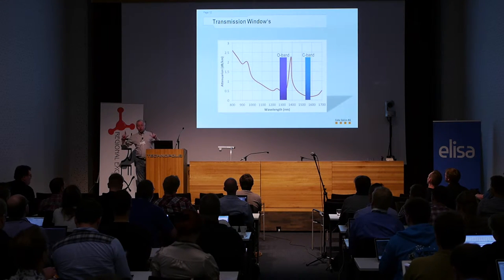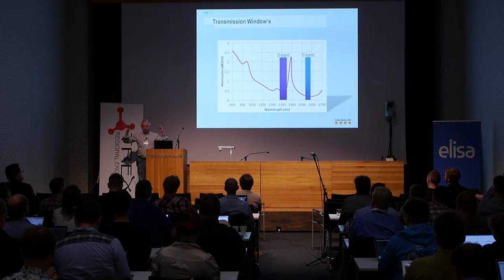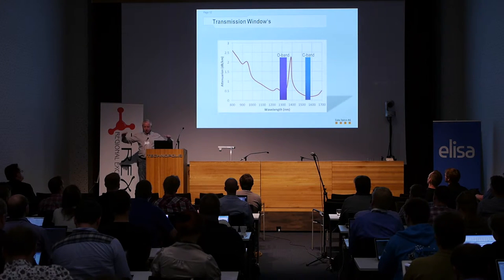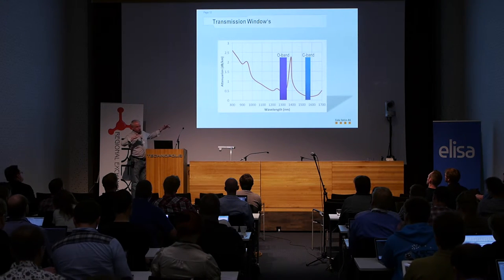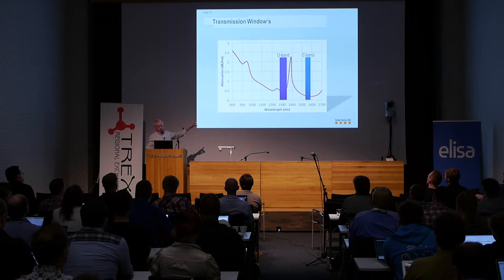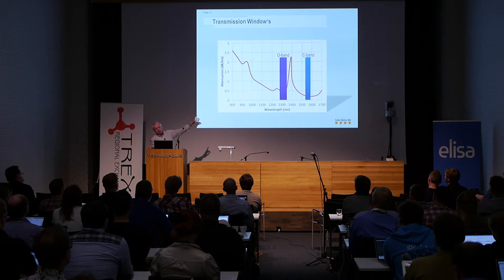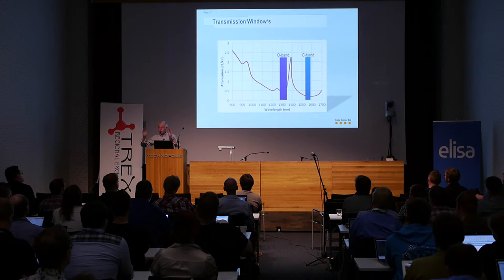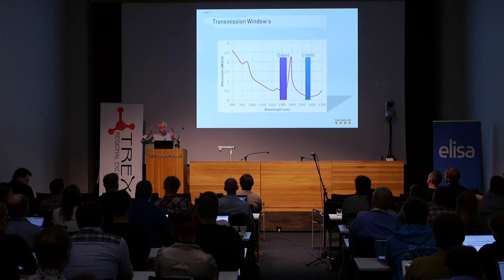Please remember there are two transmission windows. For those of you from an IP background, from a layer 3 background, we're going up now to a layer 1, okay? Simple stuff. There's two transmission windows, around the 1310 and the 1550. I've got the C band there, the C and L band there, but just trying to simplify it. Please remember there are two transmission windows that you can use to transport 40 or 100 gig in the C or the L band.